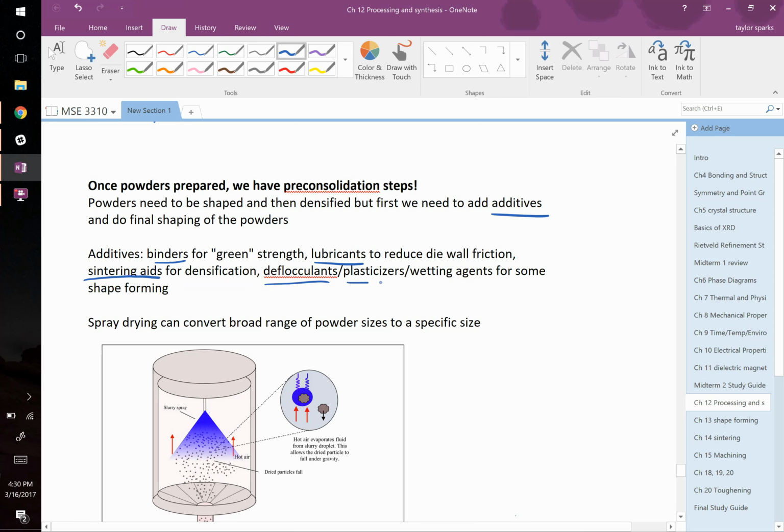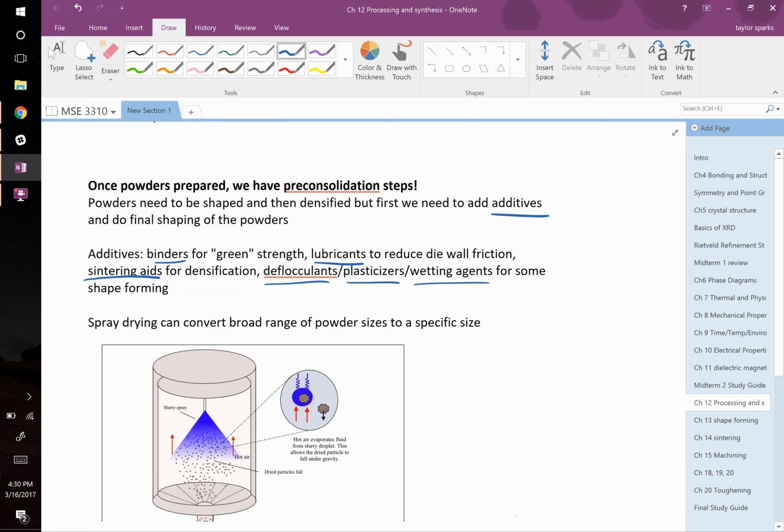You can add plasticizers, something that will allow you to plastically flow the mixture, right? If you do something like injection molding, which is sort of like Play-Doh, right? If you squish the Play-Doh through the little shapes, it comes out with the shape that you squished it through. Well, it's only going to work if your material is significantly plastic, meaning you can flow it plastically a little bit, right? You might want wetting agents. So there's all sorts of things that you need to add to your powders way before you ever do your shape forming or consolidation steps.